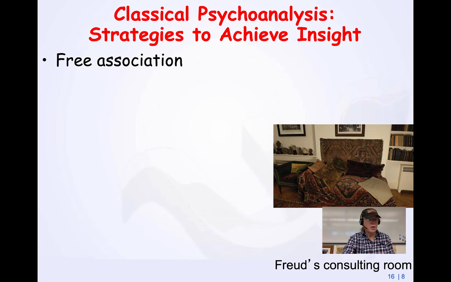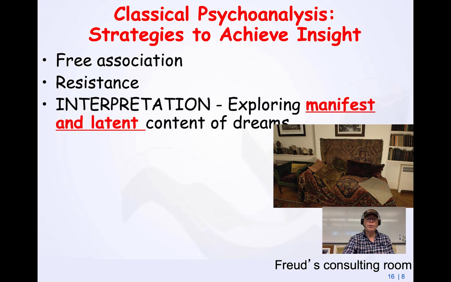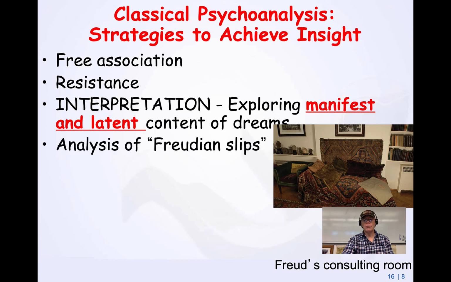So free association, resistance, where do you resist? Interpretation. So he would go to those free associations and where you resisted, and he would say, I think this is what's going on. And he looked at dreams. Manifest and latent. Manifest means clearly seen, so when you see a person, that person is who they are in your dream. Latent would be something like you see a horse. Well, what does the horse represent? It's hidden, right? And so they would try to interpret what those dreams and thoughts had to do.